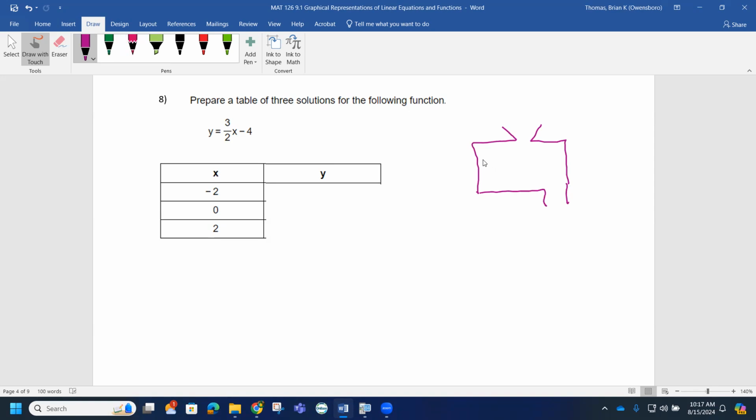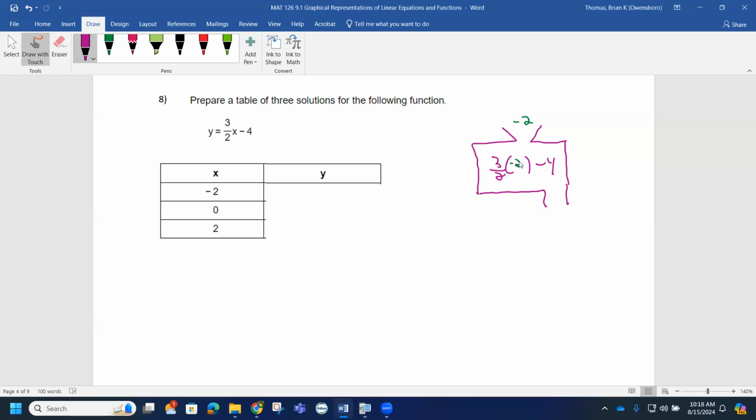Your function is going to be, you're going to be multiplying 3/2 times some number, and then you're going to be losing 4. That's our order of operations here: the x is being multiplied by the 3/2, and then we're going to be losing 4 after that. So the first thing they're asking us to do is substitute a -2 in. So the -2 is going in for x, and then all we have to do is perform the indicated operations to find the y value, if you will.